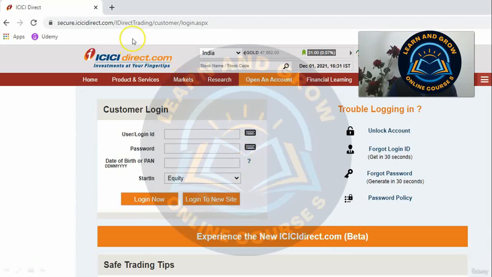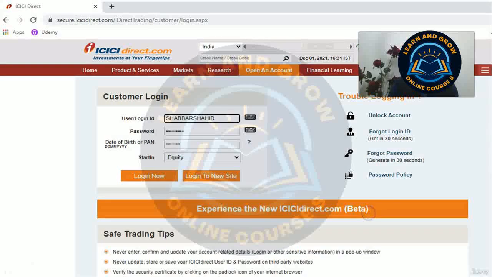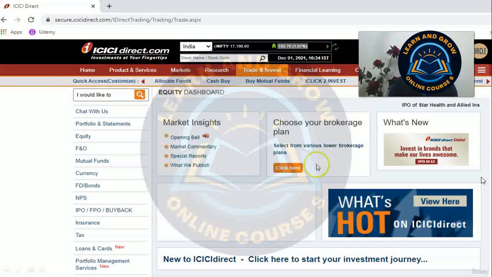I have my 3-in-1 account with ICICIdirect.com, or the company's name is ICICI Securities. Now you may call them a broking house, or you may call them a depository participant, or you may call them a clearing agent, whatever, but all three functions are performed by them. So what I do is I enter my login details, and when I click on login, I go to this page, alright, the opening page.